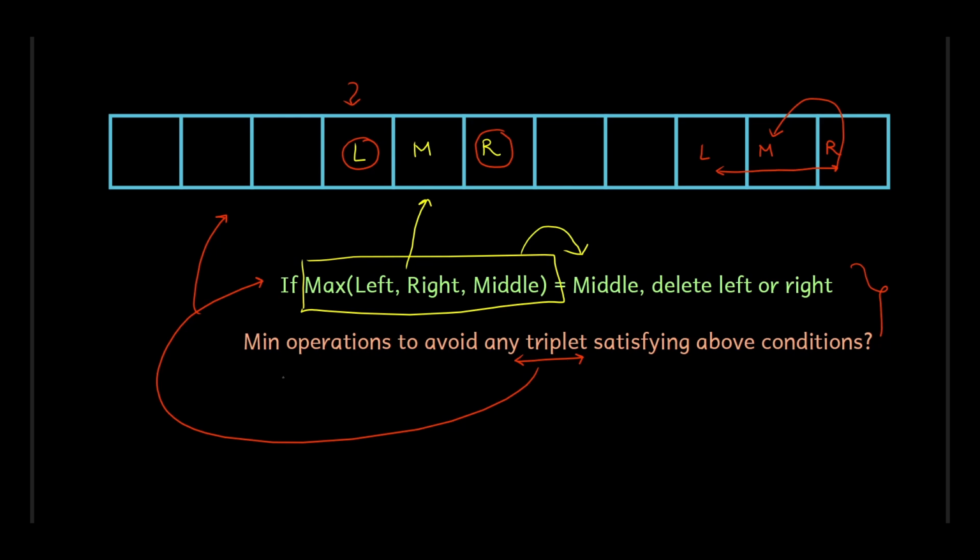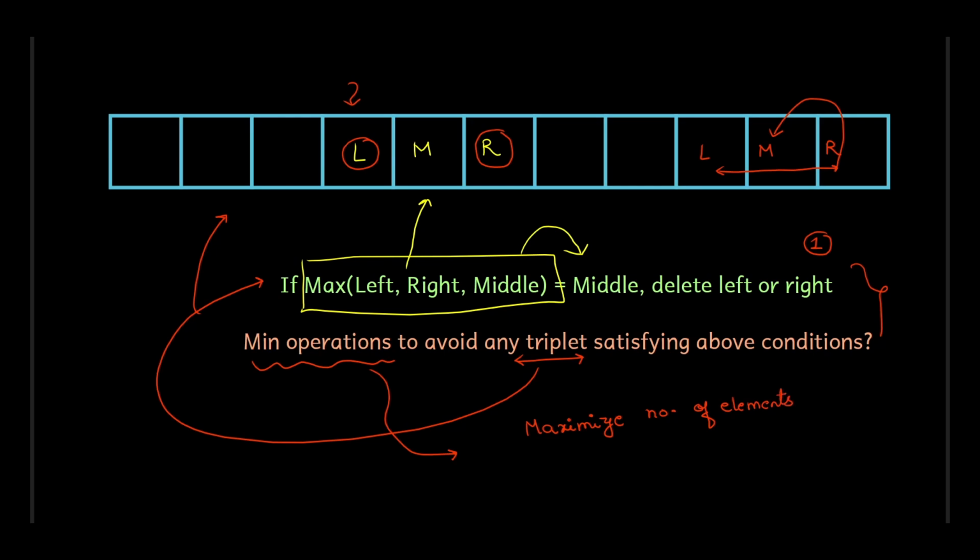So how do we do that? First of all, notice that in one operation, you are deleting exactly one element. So this means if you have to minimize the number of operations, it means you have to minimize the number of deletions. This also means that you have to maximize the number of elements that you retain at the end. So this is one observation. This is not really an observation, just a transformation of this statement. So maximize the number of elements at the end. So this is one interesting observation.